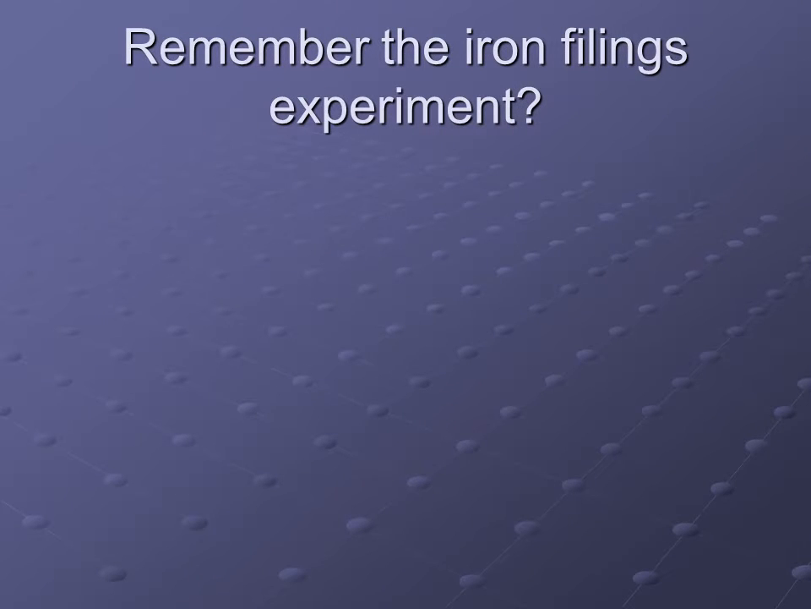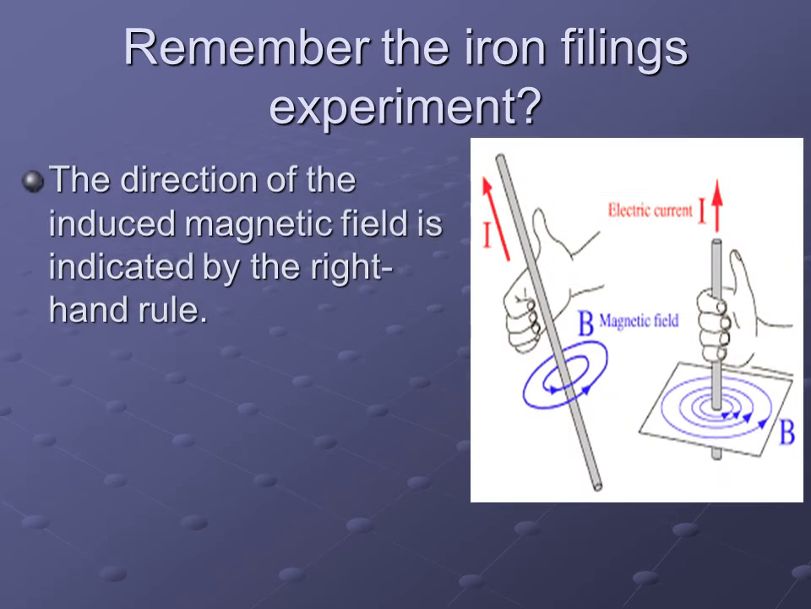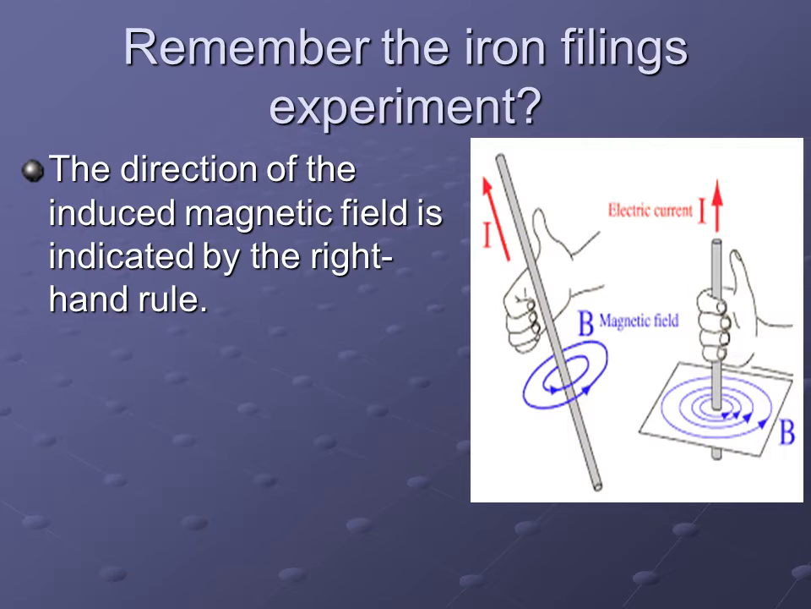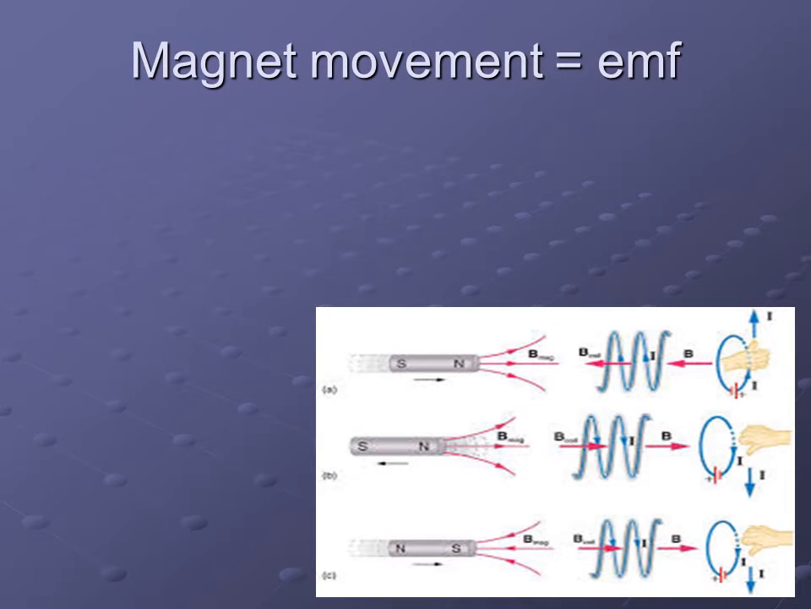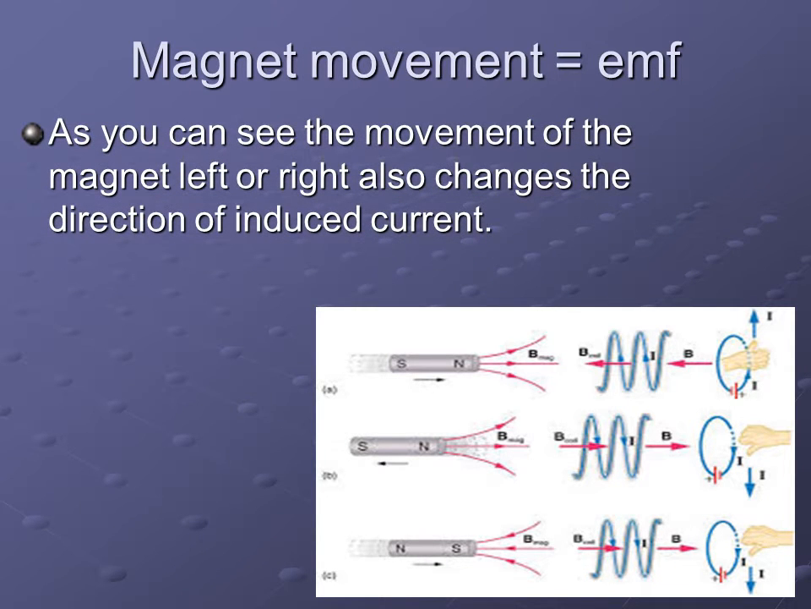Remember the iron filings experiment? The direction of the induced magnetic field is indicated by the right-hand rule. What happens if you pass a magnet through a conductor twisted in a coil? Magnet movement through a coil equals EMF. As you can see, the movement of the magnet left or right also changes the direction of the induced current.